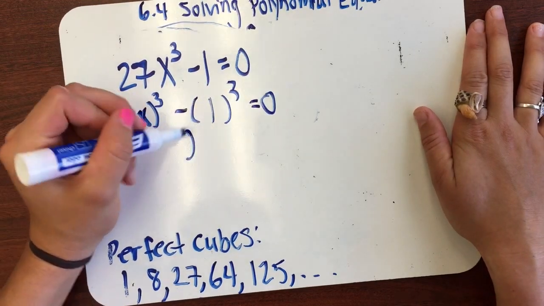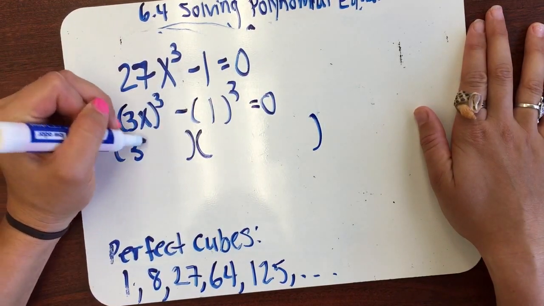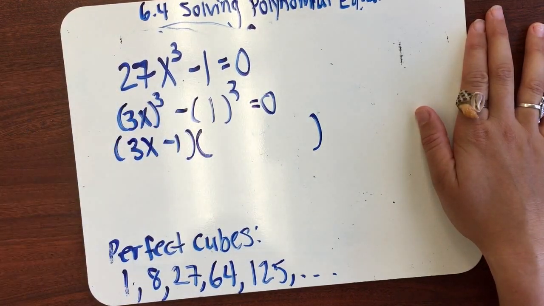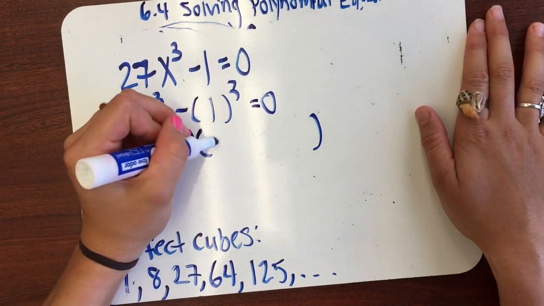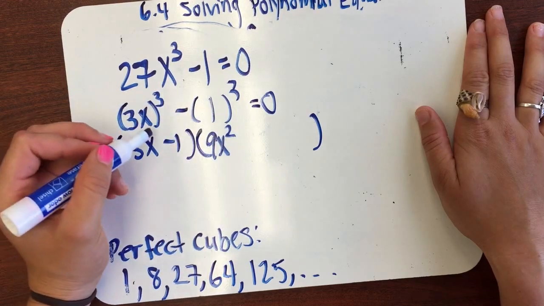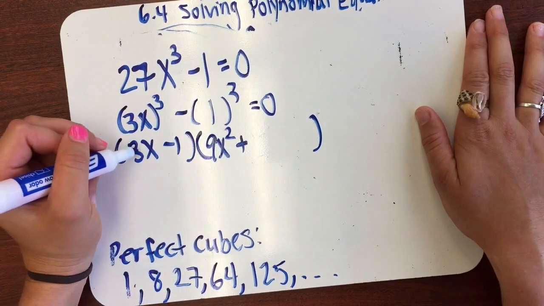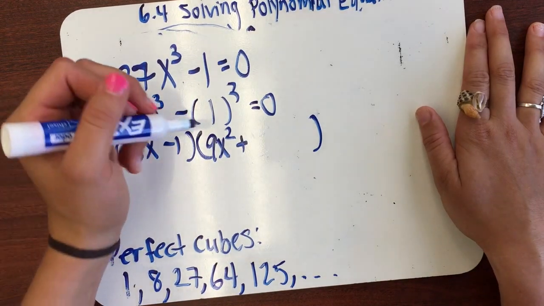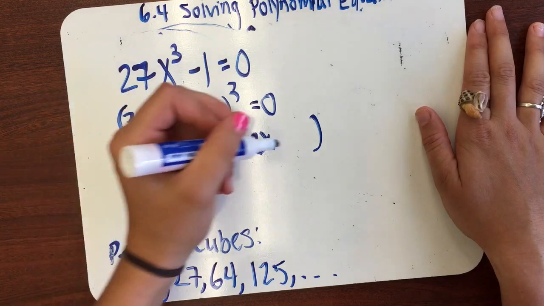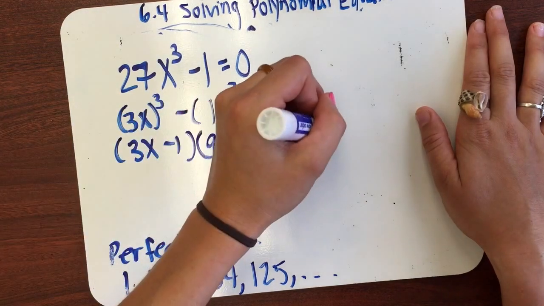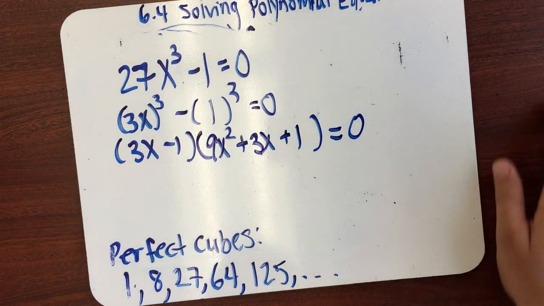So then we will factor this as our a minus b, and then we have our a squared, so 3x squared is 9x squared. We use the opposite sign from the binomial, so plus a times b, so that'll be 3x, and then our b squared. 1 squared is 1. We set that equal to 0, and then we solve.